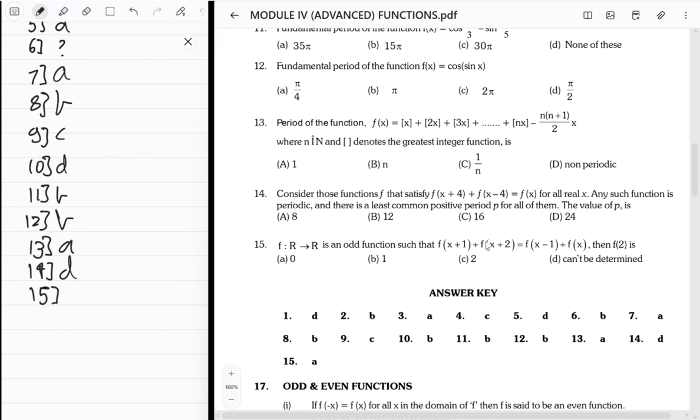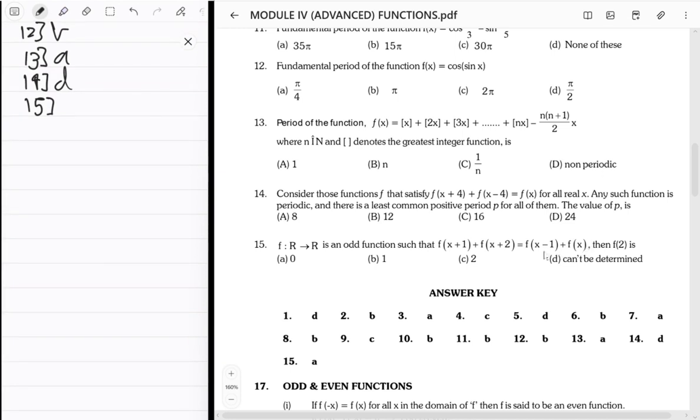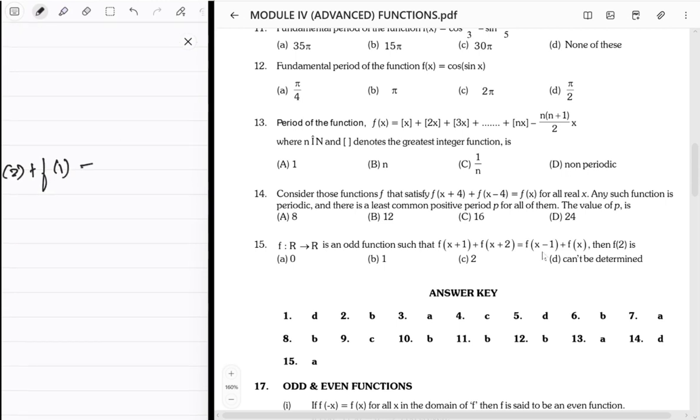Problem 15: f from real to real is an odd function such that f of x plus 1 plus f of x plus 2 is equal to f of x minus 1 plus f of x, and f of 2 is... Okay, so put x equal to 0. You just get f of 2 plus f of 1 is equal to f of negative 1 plus f of 0, basically, right? And that should be nice.